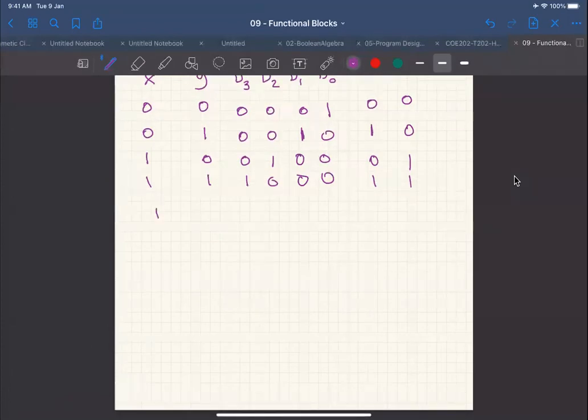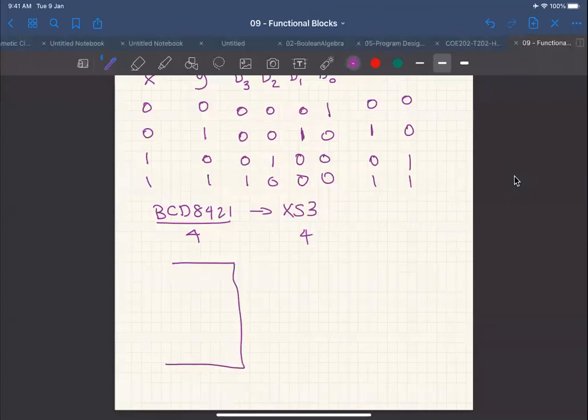BCD, which is 8421, to XS3 code converter. So here, my input is going to be 4 bits, and then we have 16 outputs of the decoder, and then we have XS3, which is going to have 4 outputs. So basically, what happens is that you have a 4 to 16 decoder that takes the bits of the BCD. I'm not going to draw it completely, but you get the idea.